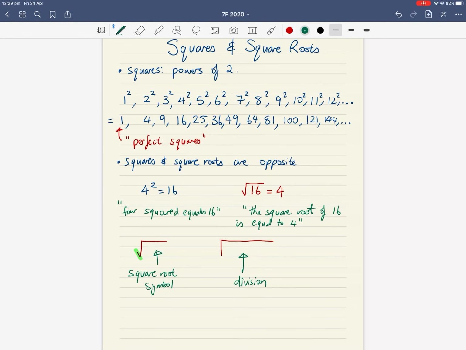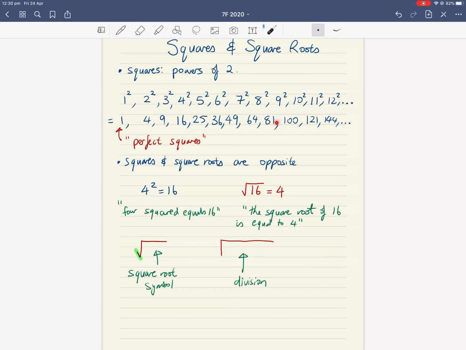So summary, squares means powers of 2. Perfect squares are the list of numbers which we square. So 1, 4, 9, 16, 25, etc. They're perfect squares. Make sure when you write squares, there's a tiny 2 at the top right corner. It's a power, so it's a smaller size. Squares and square roots are opposite. So 4 squared is 16, then the opposite of that. So square root of 16 equals 4, where the square root symbol has a little tail at the corner.